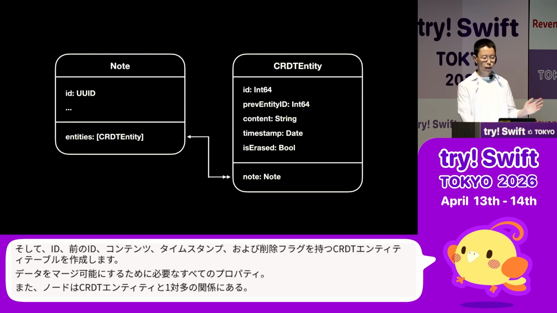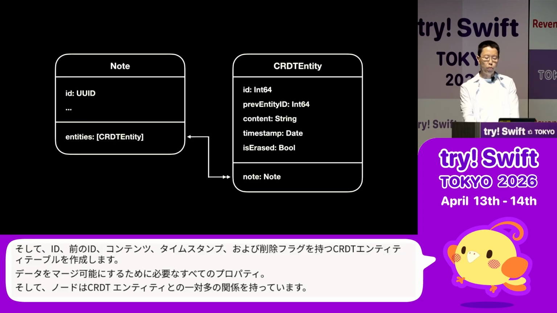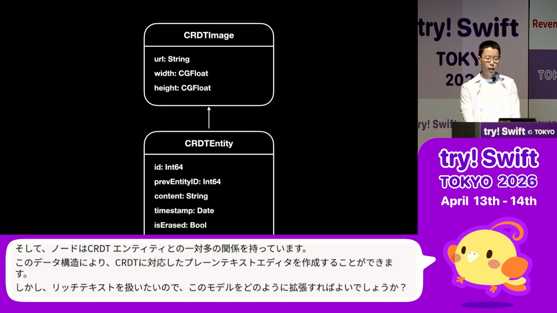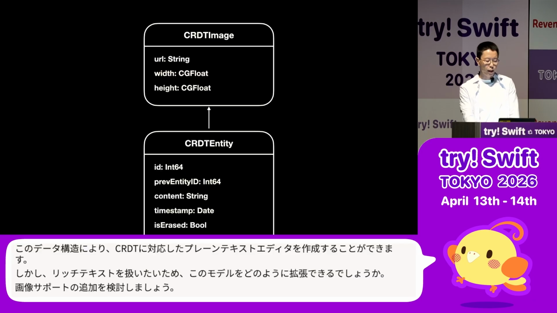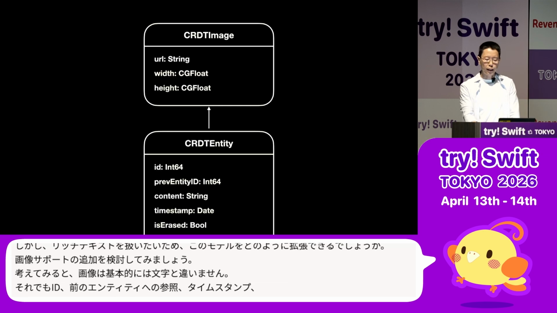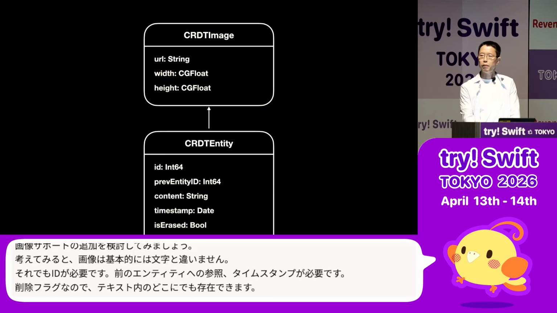Now, with this data structure, we can already create a plain text editor that supports CRDT. But we want to handle rich text. So how can we extend this model? Let's consider adding an image support. When you think about it, an image isn't fundamentally different from a character. It still needs an ID, a reference to the previous entity, a timestamp, and a deletion flag, so it can exist anywhere in the text. At the same time, it needs image-specific properties like a URL, width, and height.